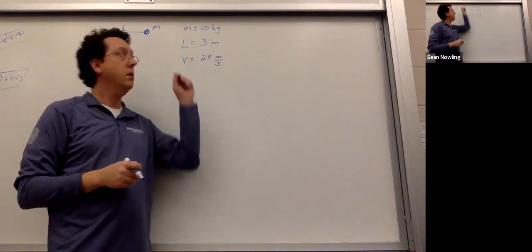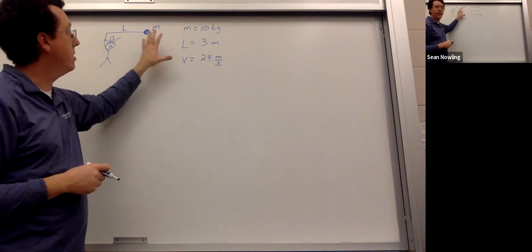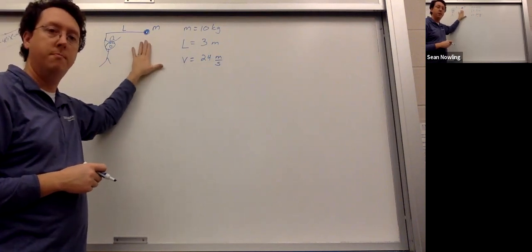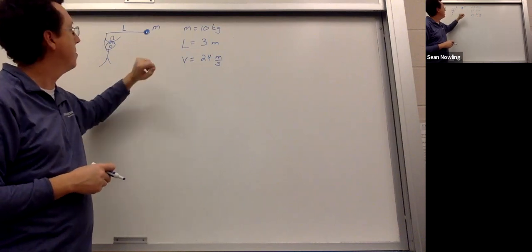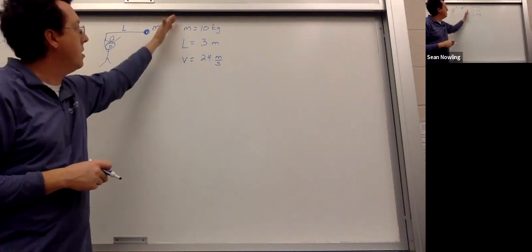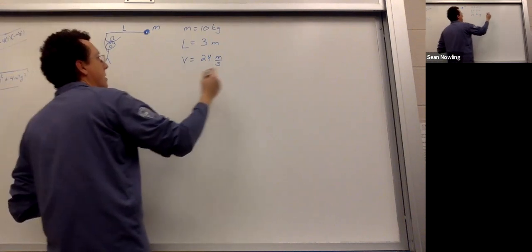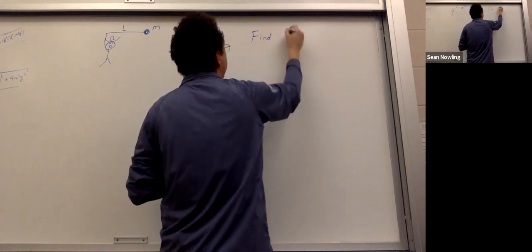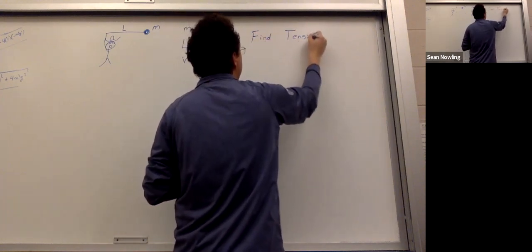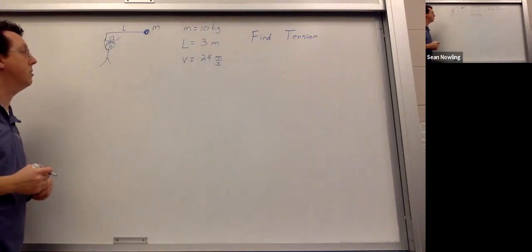Okay, so we are going to try to analyze this problem, the cowboy in space, emphasis on space. We're going to need that fact. And we're going to use these as givens. And the goal is to find the tension on the rope. Okay, so we want to find the tension on the rope.